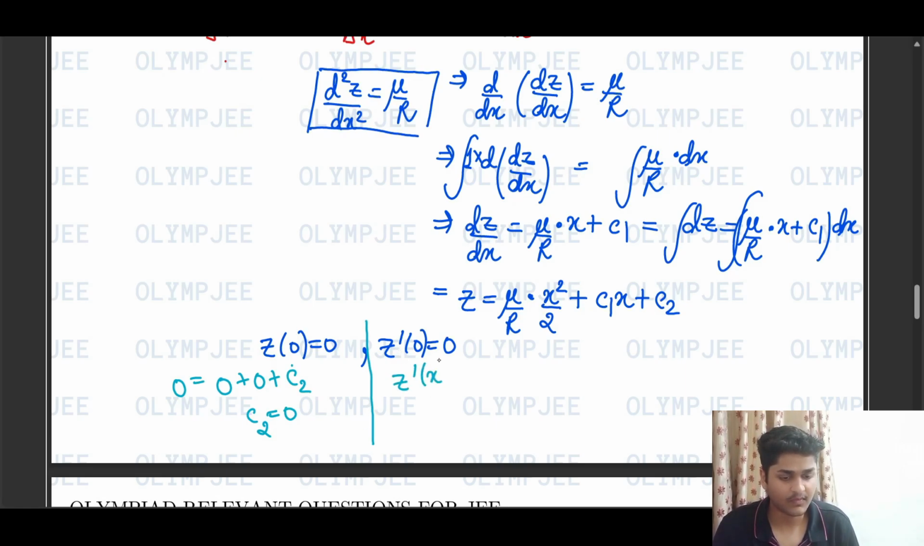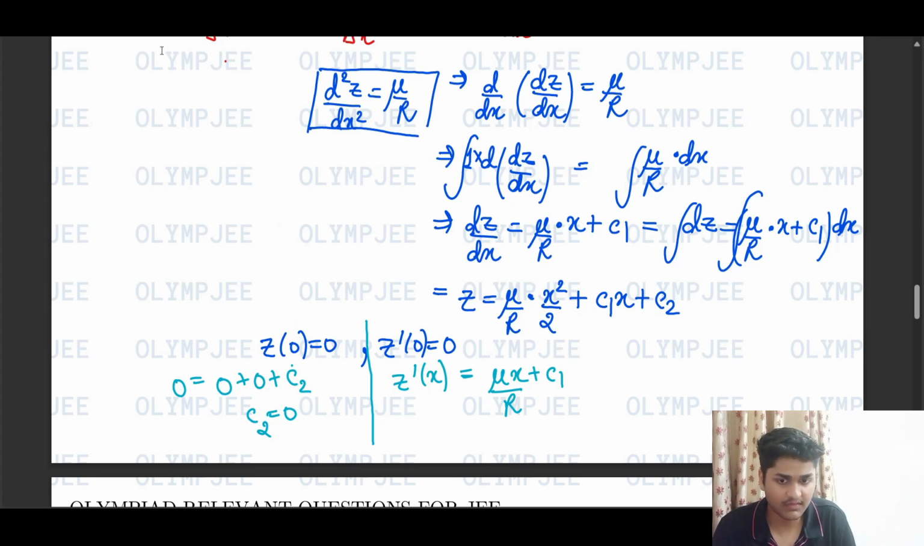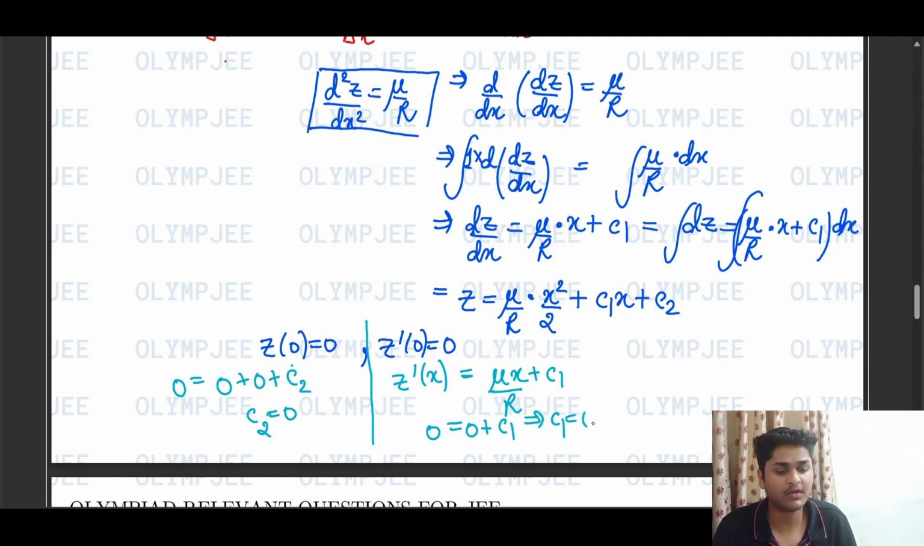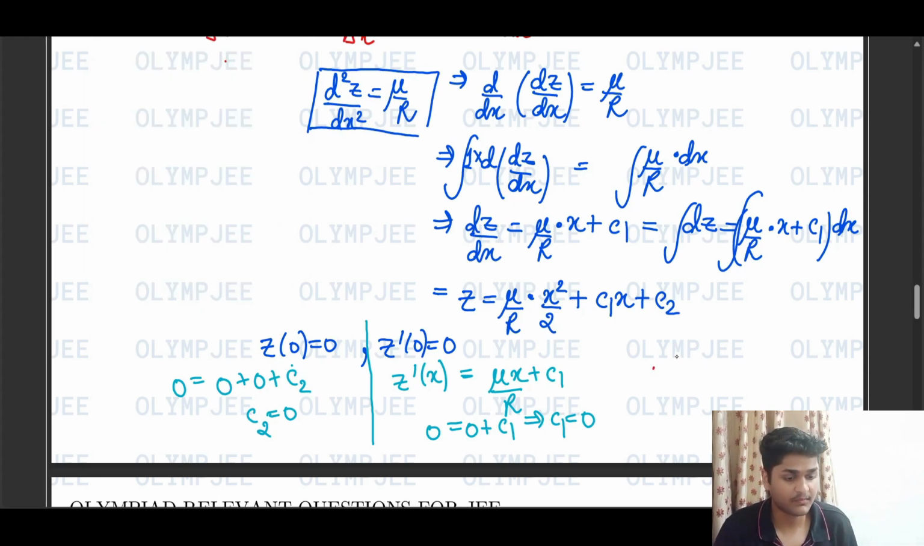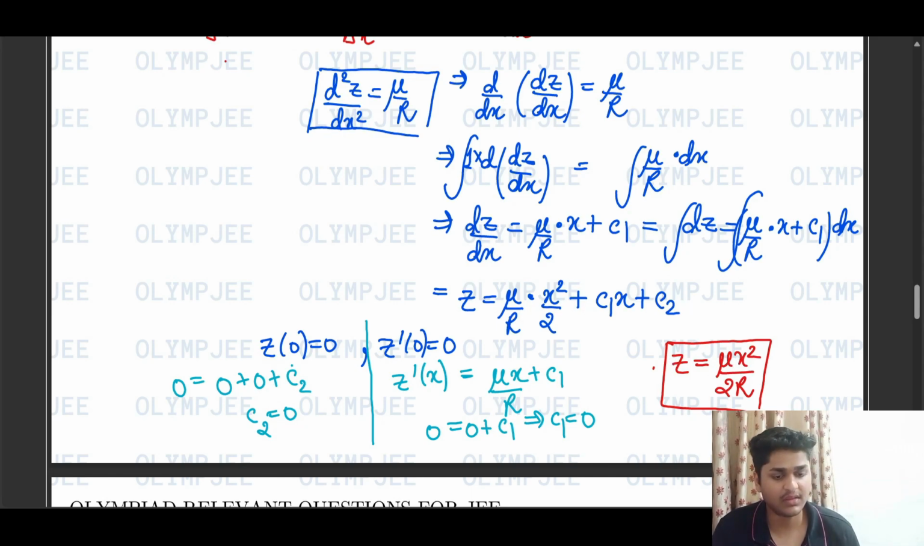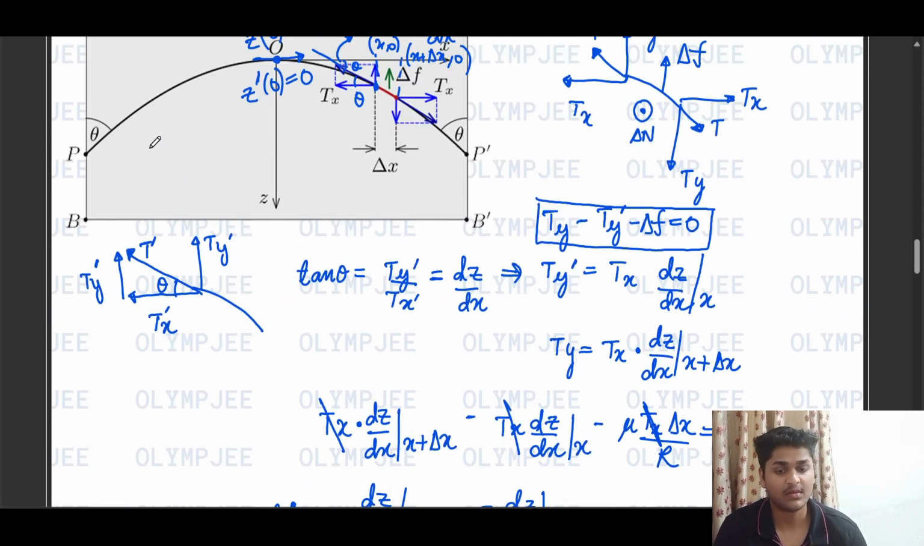First let us find out the differentiation of z in terms of x. So this will be plus c1, and we are given that this is equal to 0, so 0 is equal to 0 plus c1. So this gives us that c1 is also equal to 0, which finally gives us the equation for the shape, which is z is equal to mu into x square by 2r. So we can see that this relates the z and x components. So this is the trajectory of the thread, and since z varies as x square, this is the equation of a parabola. So this is a parabolic shape.